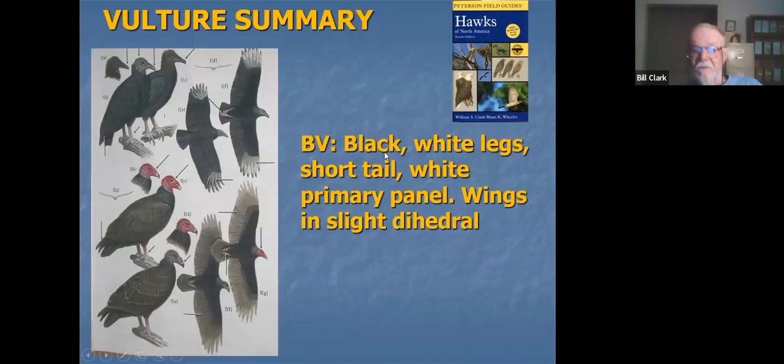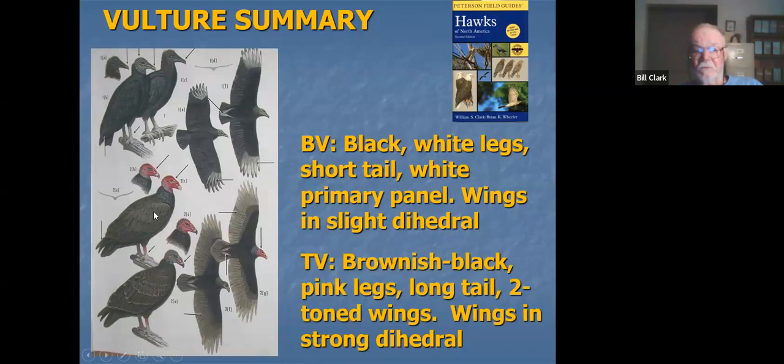So the black vulture is black. The legs are white, with a very short tail. The wings are flown in a slight dihedral, and they have a white panel in the wings, compared to the turkey vulture, which is brownish black on the upper sides, with pink legs, a much longer tail, two-tone underwings, and the wings in a strong dihedral when they fly.